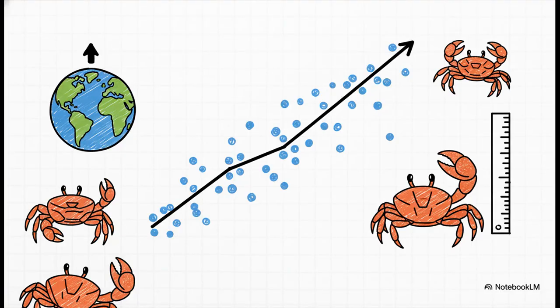Let's look at a really cool real-world example. A study found that the farther north a fiddler crab lives, so the higher its latitude, the bigger its shell tends to be. I mean, look at that data. It's a bit scattered, which is exactly what real-world data looks like, but that upward trend is totally clear. This right here, this is the heart of what we call simple linear regression.